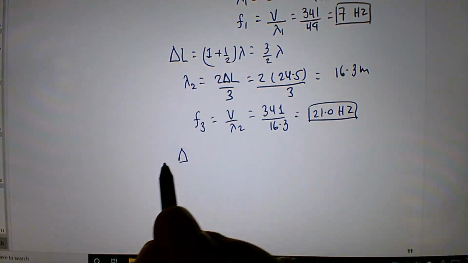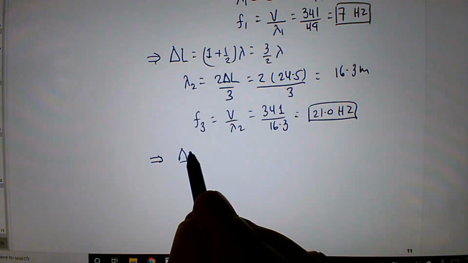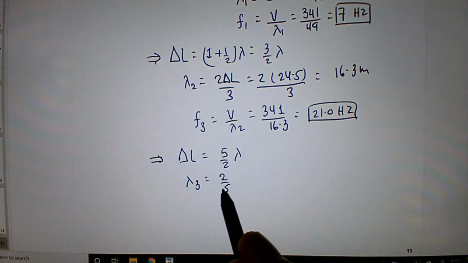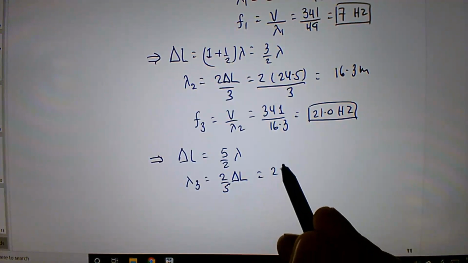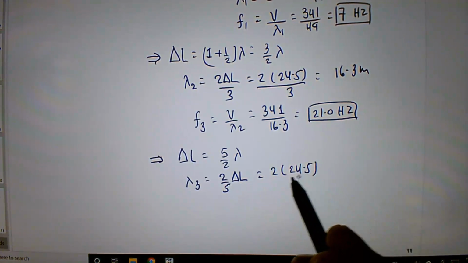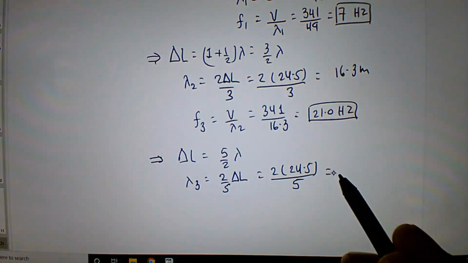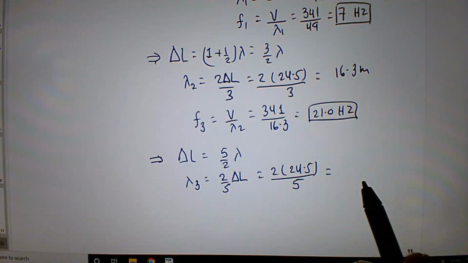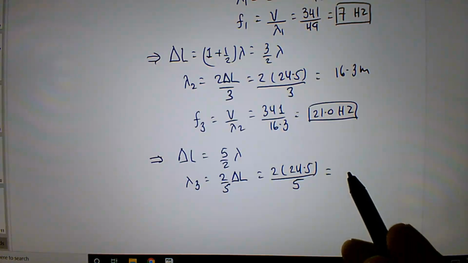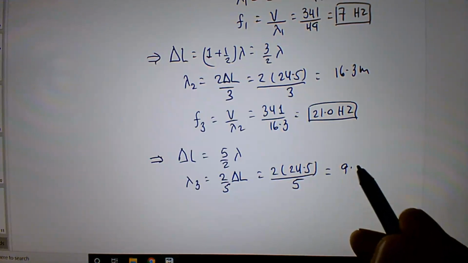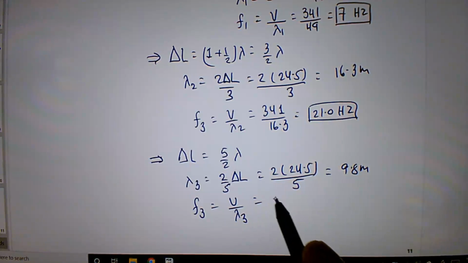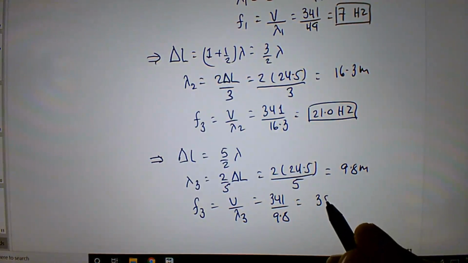So the next, you just keep doing that. Delta L next is 5/2 lambda. So lambda 3 is 2/5 of the path difference, so 2 times 24.5 divided by 5 gives 9.8 meters. The frequency associated with this is V over lambda 3, so 341 divided by 9.8 gives you 35 hertz.